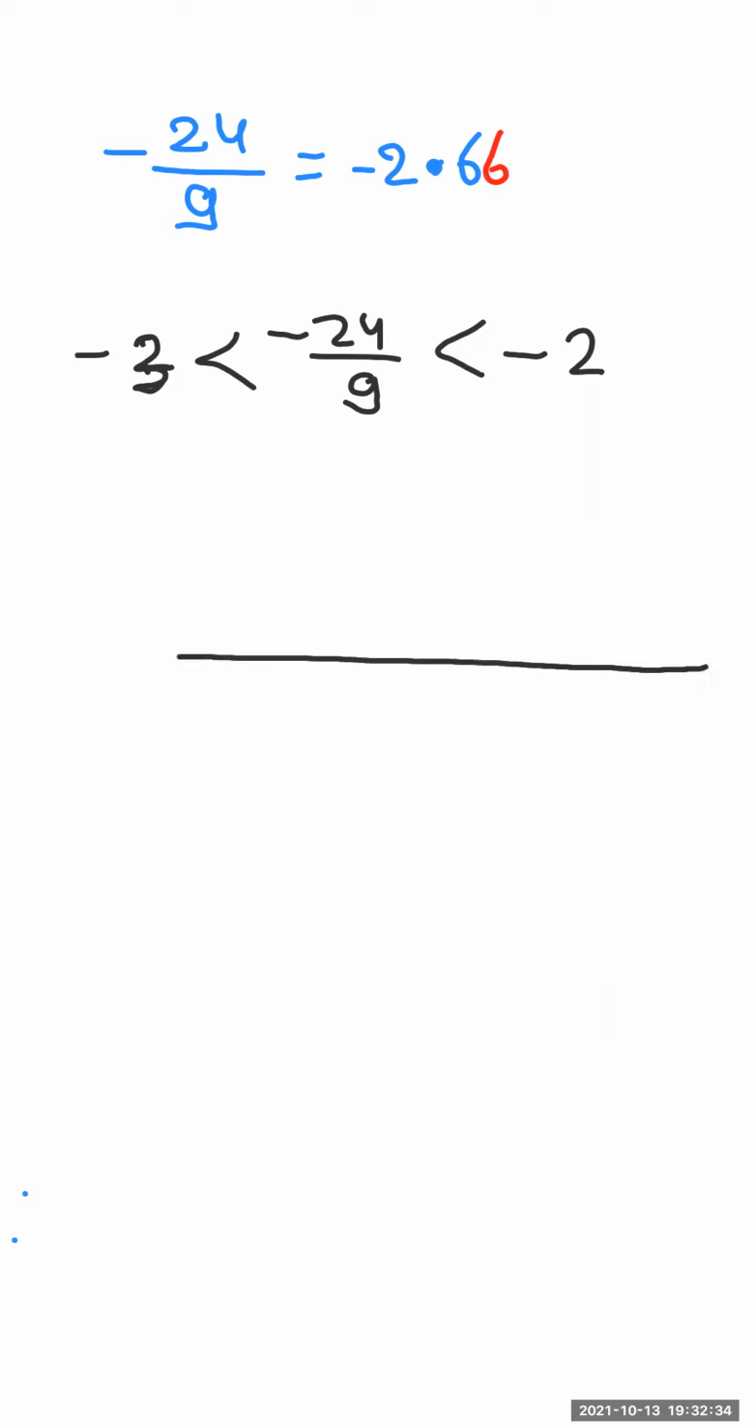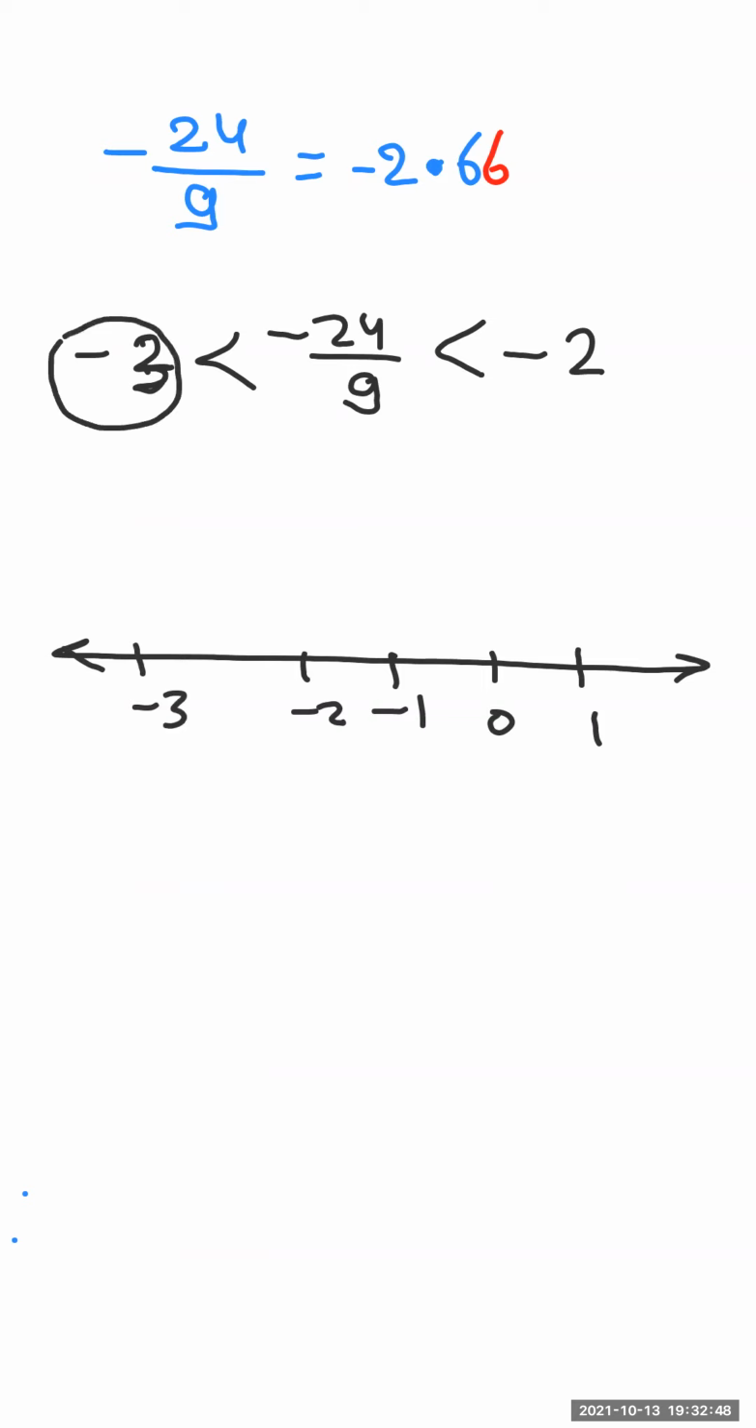Now on the number line, 0, 1, -1, -2, -3. Now, convert these two numbers, the -2 and -3, into fractions with a denominator of 9, right? So this number will be over 9, and this number will be over 9. Okay, get the numerator. -2 times 9 is -18. -3 times 9 is -27.